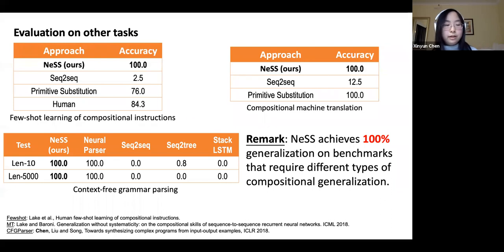But we can see that if we do not have this symbolic machine design, then such generalization could be very challenging to achieve. But for all these benchmarks that require different kinds of compositional generalization, we show that our neural symbolic machine model is able to achieve 100% generalization on all of them.